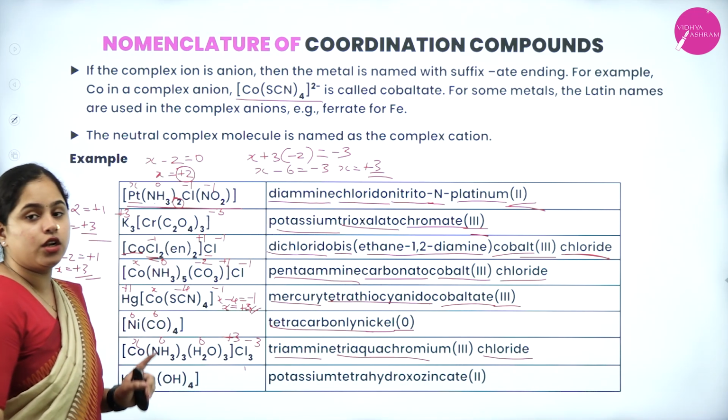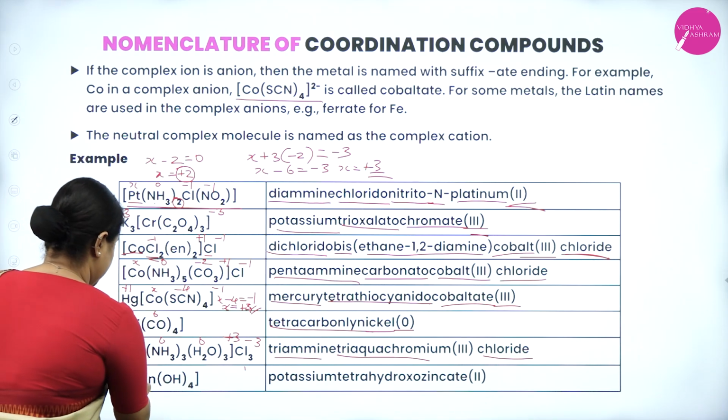The last one is K2[Zn(OH)4]. So here potassium, yes, plus 2 will be there.